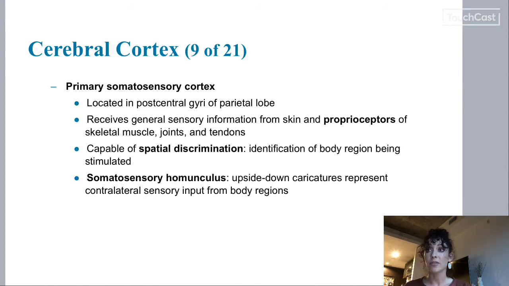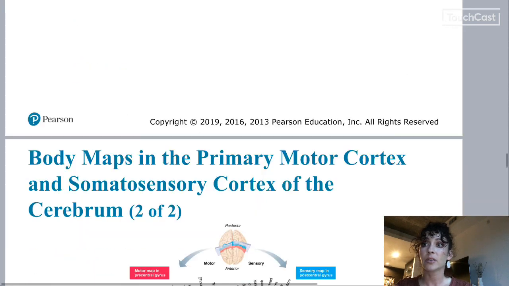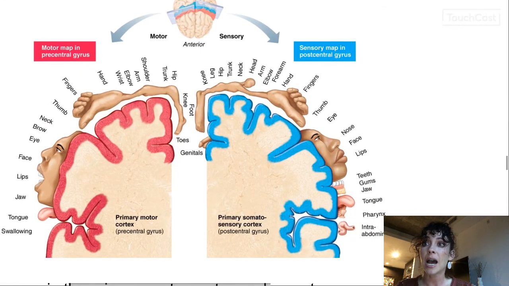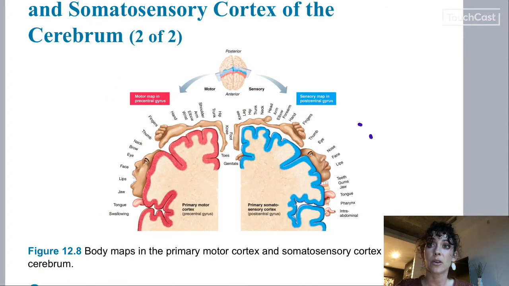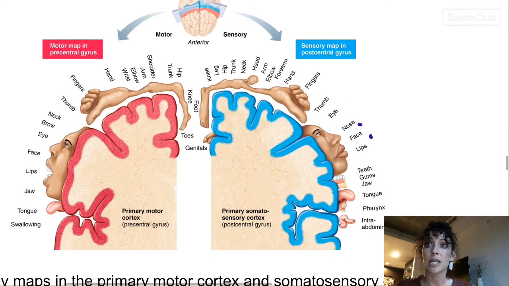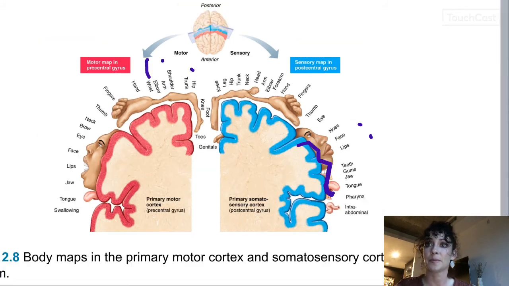We also have a somatosensory homunculus, which looks almost exactly the same as our motor homunculus. If we take a look at him here, we can see these areas that have high amounts of sensitivity. So nose, face, lips, those areas that have a lot of sensory nerve endings are going to get a larger part of our brain here. Some that are not so large, like shoulders, trunk, hip, are not going to take up as much space on our homunculus.